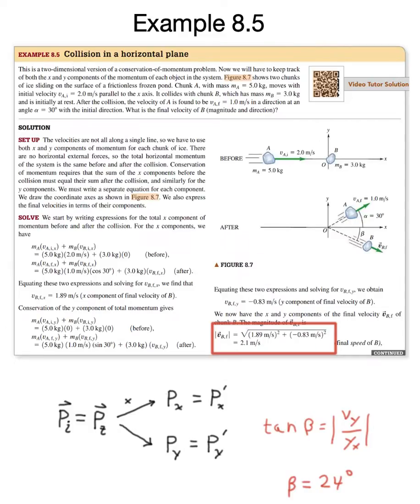So if you really wanted to answer this question, you would say after the collision, mass B would be moving at a speed of 2.1 meters per second, directed at an angle which is 24 degrees below the plus x axis.